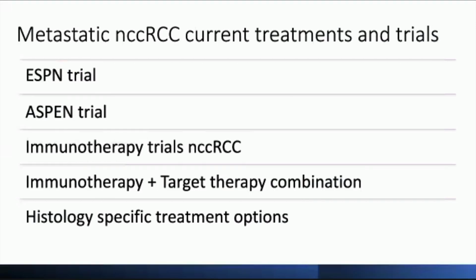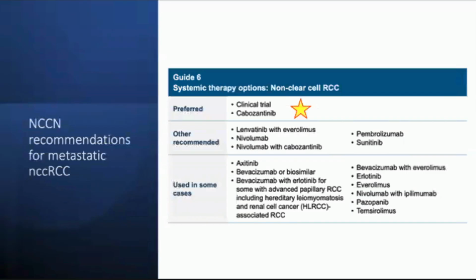So the next few slides are going to focus on the current available treatments for NCC-RCC, and some of the trials behind them, like the ESPN and the ASPEN trials, which were earlier on. And then we'll move on to immunotherapy and NCC-RCC. And then we'll chat about immunotherapy plus targeted therapy combos. And finally, we're just going to review how all of these trials and others fit together to come up with histology-specific treatment options.